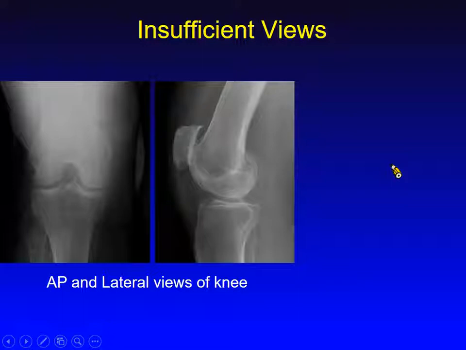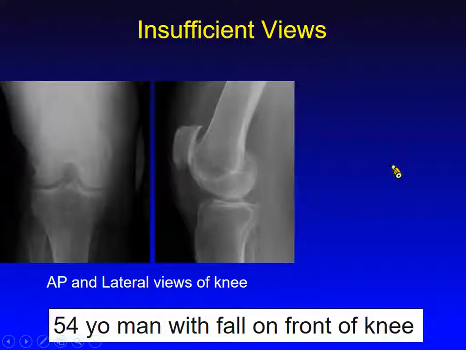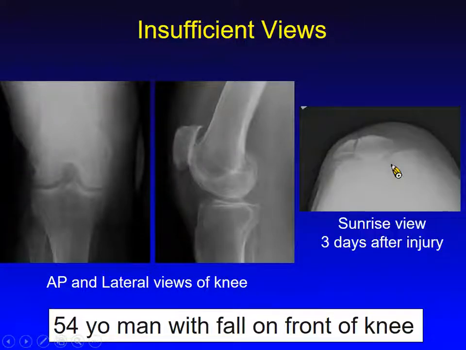Now, insufficient views can be very important, and you can make sure that you do get enough views to figure out what you need. In this case, this was a 54-year-old man with a fall onto the front of the knee, and all they got were AP and lateral views. The film was basically read as normal. But 3 days later, with persistent pain, they got a sunrise view, and now you can see that vertical fracture along the patella that you don't see with the AP. Plus, on the AP the knee was a little bent, so you don't really get a great look at the patella. So again, you can miss findings if you don't get sufficient views in order to make the diagnosis.